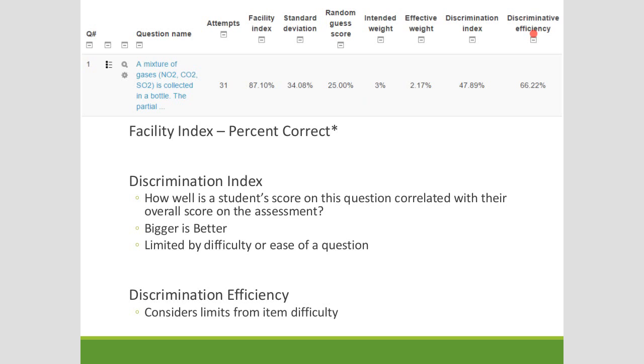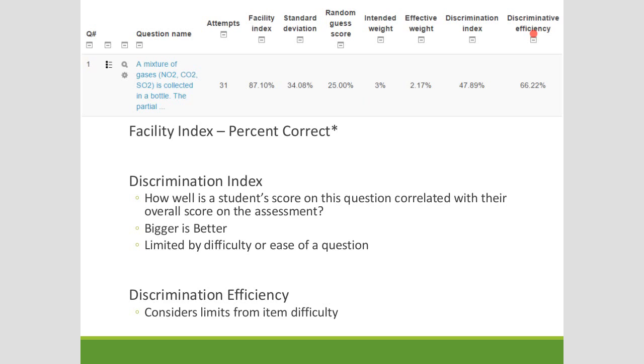We certainly don't want what would be a negative discrimination index here. A negative discrimination index would say that the best students are more likely to get this question wrong, and the worst students are more likely to get this question right. So generally speaking, as high as you can get this number, the better off you are. But at the end of the day, the discrimination index is limited by how easy or how hard the question is.